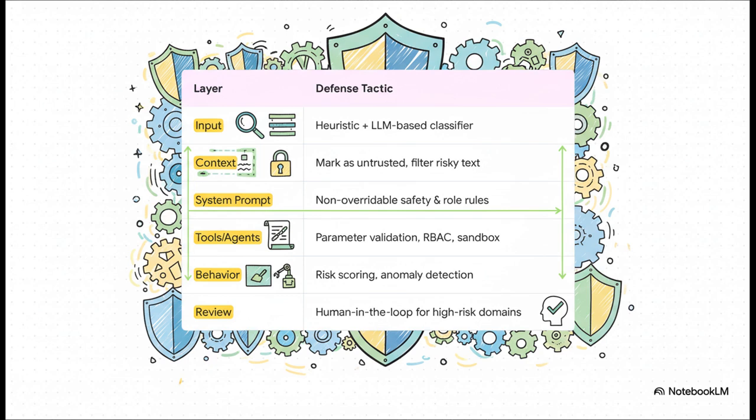At the input layer, you've got your simple filters and your smart LLM classifier. When you're dealing with context from something like a RAG system, you mark it as untrusted. Your system prompt itself has non-overridable rules baked in. Your tools, they operate in a sandbox with validation. You monitor behavior for anomalies. And finally, for the highest stakes, you have a human review. Every single stage of the process has its own corresponding defense.